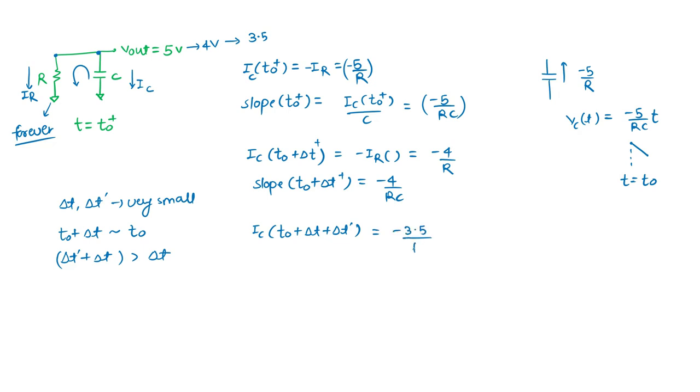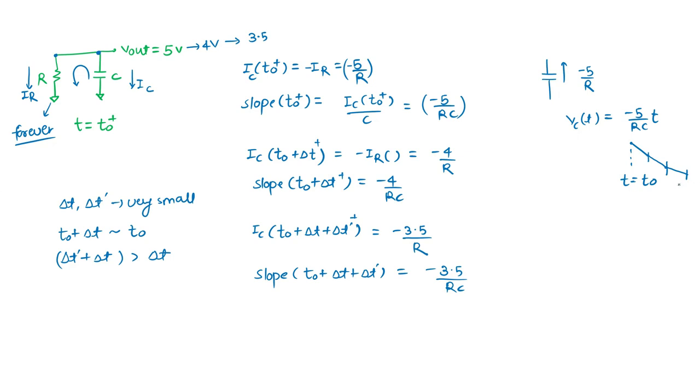Minus 3.5 by R. So what will be the slope at this instant? Let this be less. So the slope at this particular instant T naught plus del T plus del T dash will be minus 3.5 by RC. So no need to have any confusion with these del T dash. Simply I want to say if this is my T naught and after that I'm considering this time instant, and after that this time instant, we are seeing that the slope is slowly reducing.